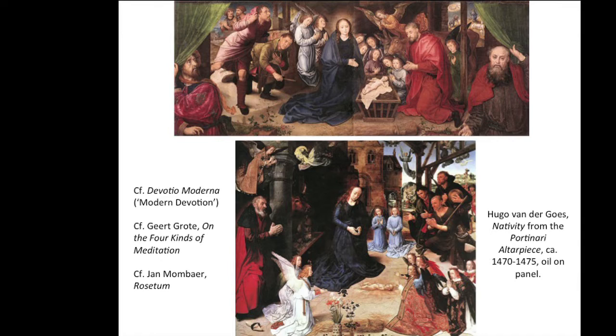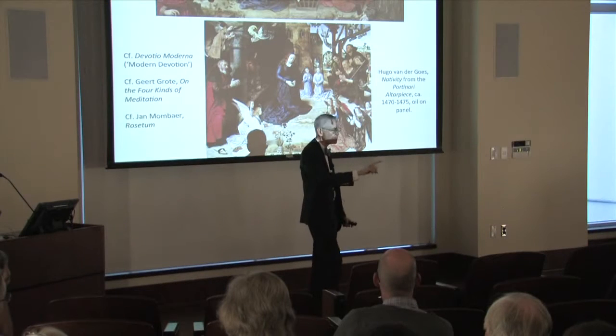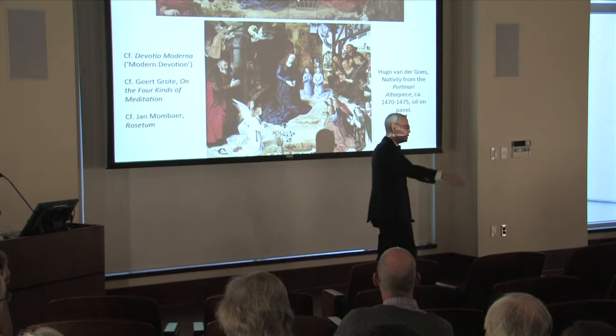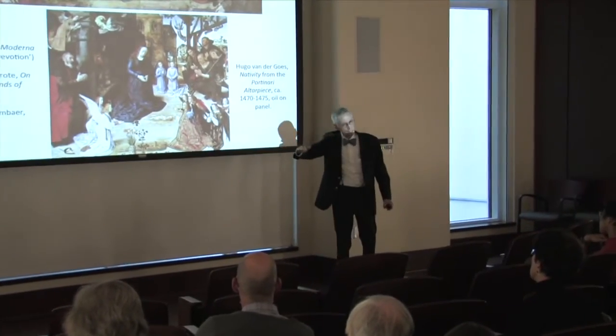So you start with material images, and then you move from that register of image to a more spiritual, a more abstracted form of image. And both Geert Grote and Jan Mombaer compare these two registers of prayerful image to the distinction between the kind of images used by the prophets in the Old Testament. For those of you who know, the Bible is divided into two parts, the Old Testament and the New Testament.